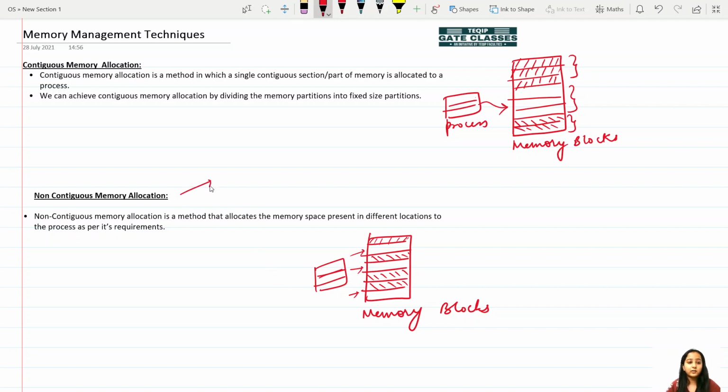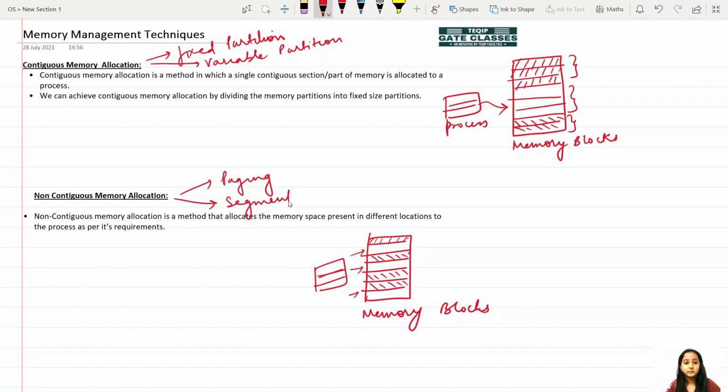So non-contiguous allocation is further divided into paging and segmentation. Now we are going to study contiguous memory allocation, and we'll study in detail the fixed partition and variable partition schemes. So we will continue this in the next lecture.